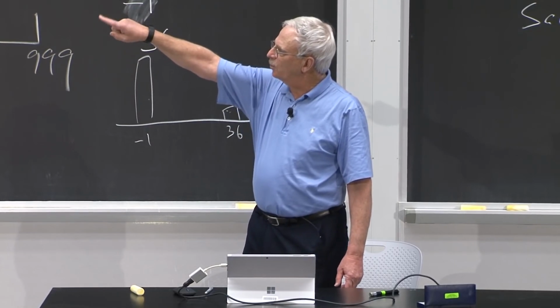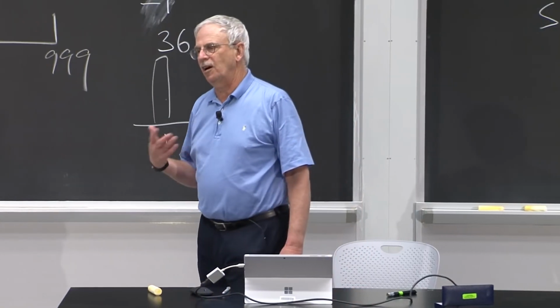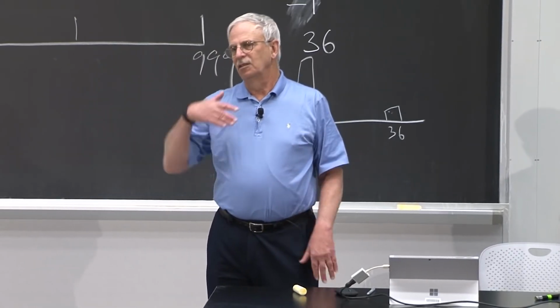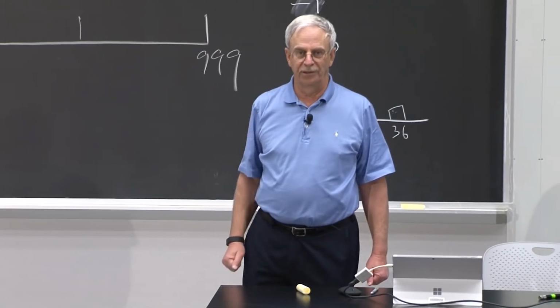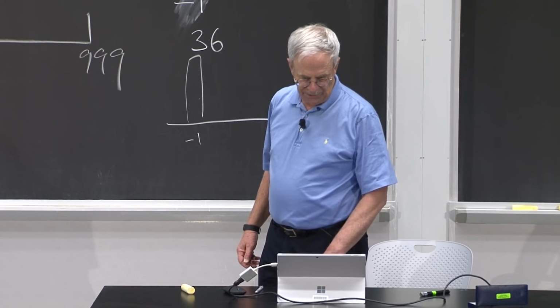It's just going to keep increasing the number of needles, doubling the number of needles, until it's confident about the estimate, or confident enough. All right, so this is a very common thing. We don't know how many needles we should need, so let's just start with some small number, and we'll keep going until we're good. All right, what happens when we run it?